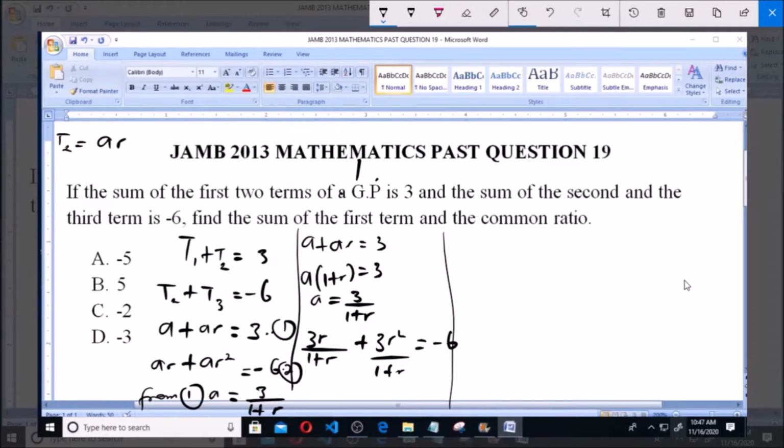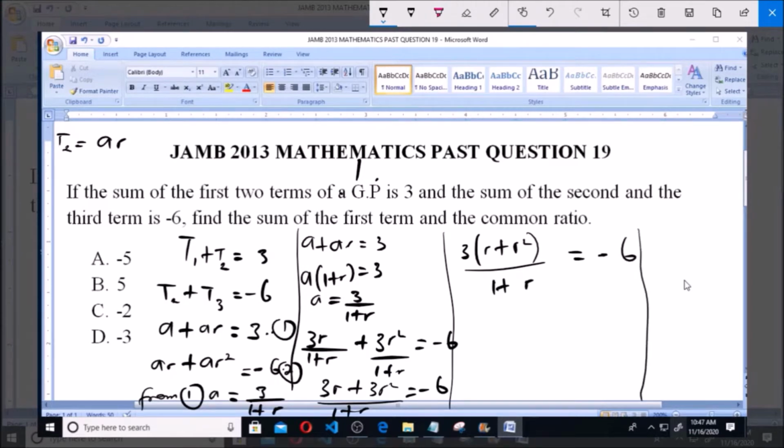Now from here, since they have the same denominator, we just simply add. That will give us 3r plus 3r square, everything over 1 plus r equals to minus 6. So that means this will give us 3 into r plus r square all over 1 plus r is equal to minus 6.